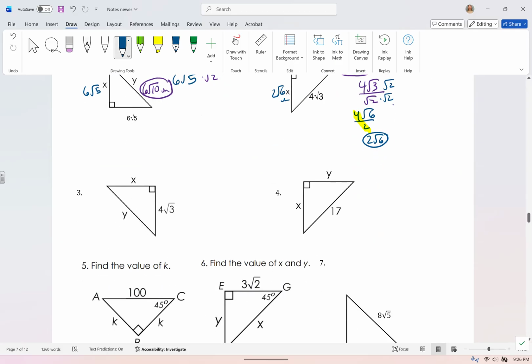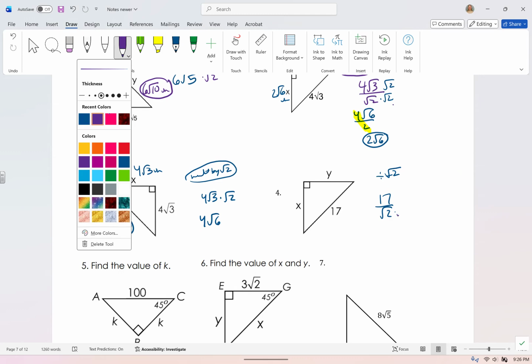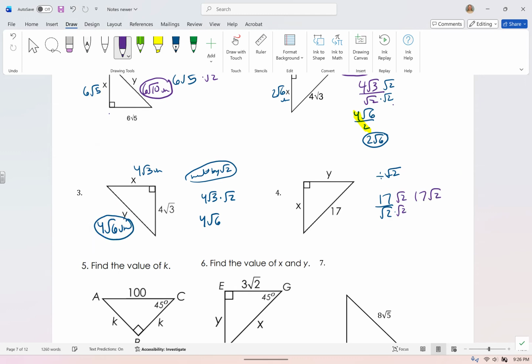Okay, the next one, both legs are 4 root 3. They give you one leg, and that's in units. To get to the hypotenuse, we are going to multiply, because we want to make it bigger. So 4 root 3 times root 2 is 4 root 6. Okay, here we know the hypotenuse. We're going to divide by root 2. So 17 divided by root 2. We will rationalize it because we can't leave a square root in the bottom. You get 17 root 2 over 2. And these are in units.